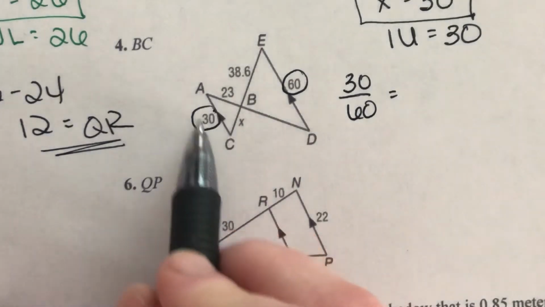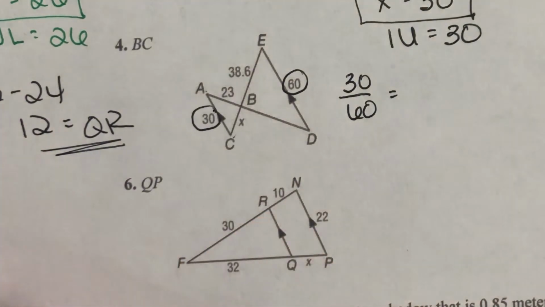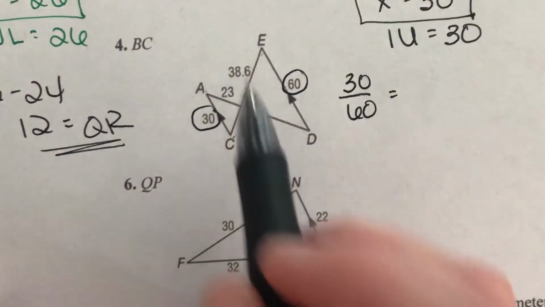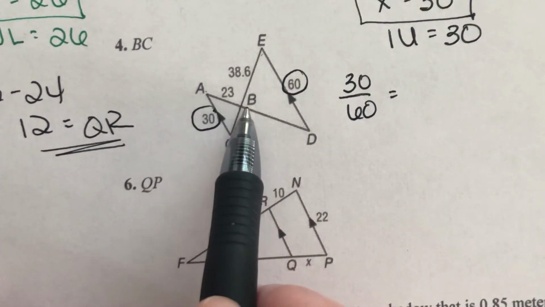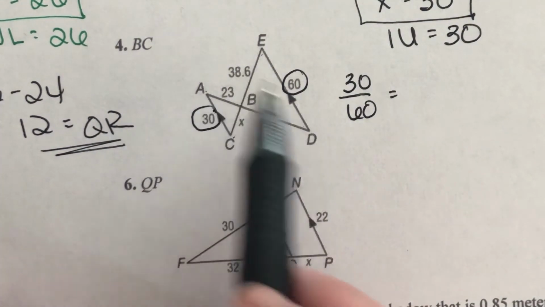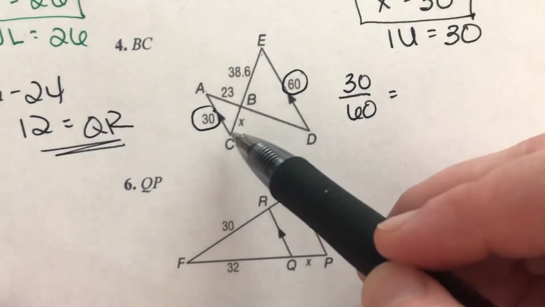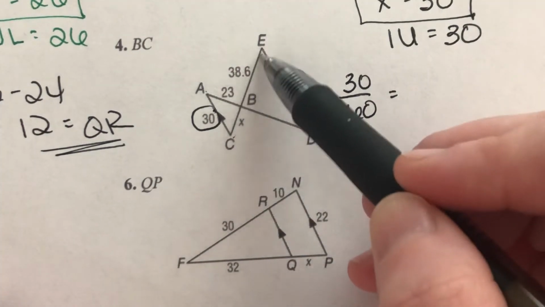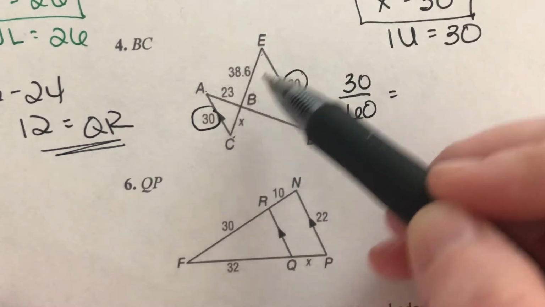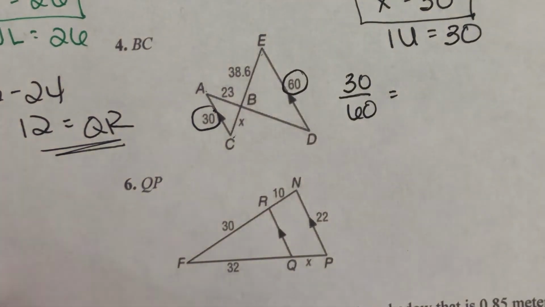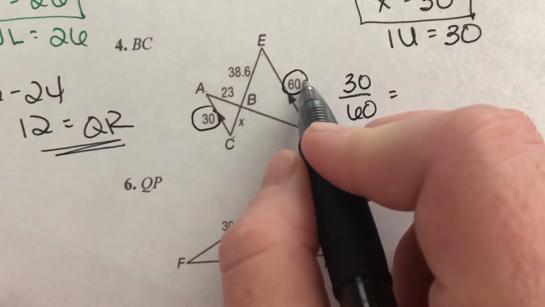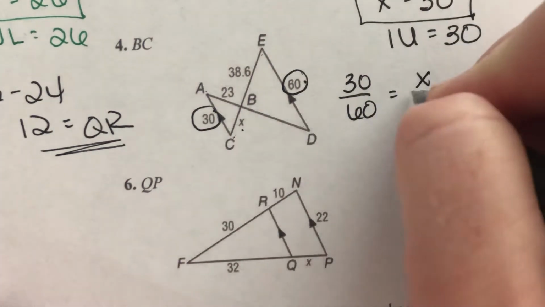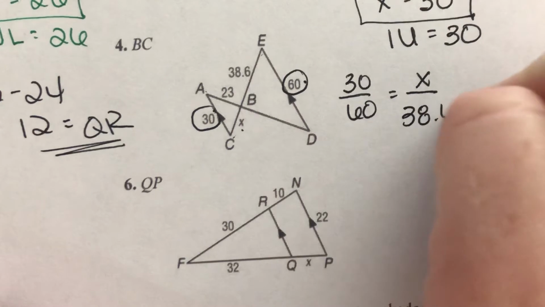Okay, and then for this triangle, I've got 2 other sides. So I've got to be able to compare one side to another side, right? Well, this 23 doesn't have anything to compare to here, but this x has something to compare to here. So this x goes to this 38.6. So we're going to say the smaller over the bigger equals the smaller over the bigger, right?